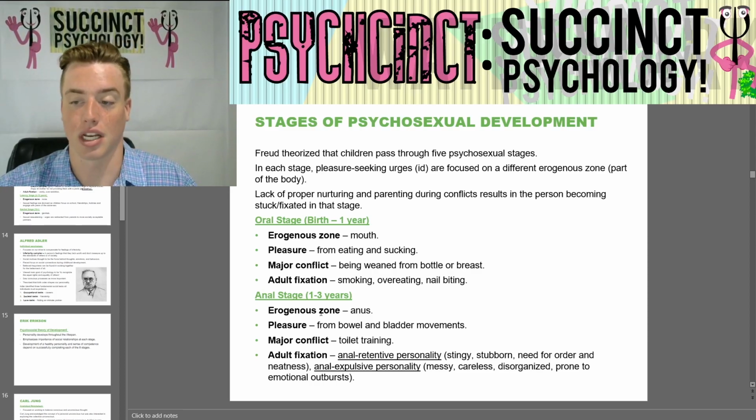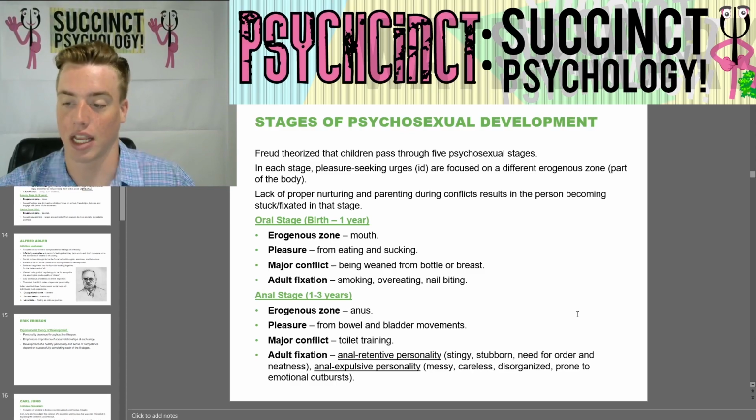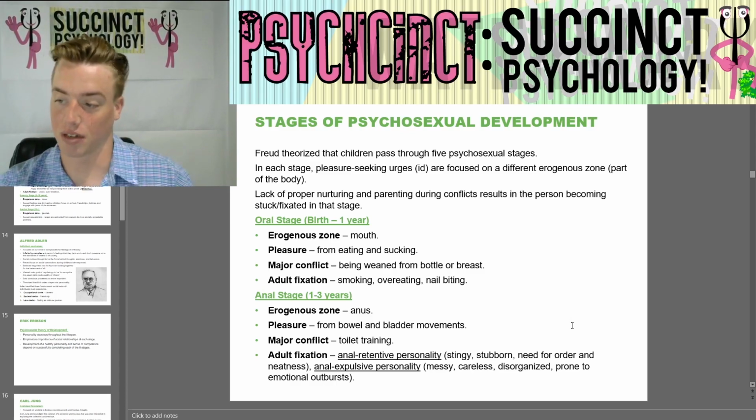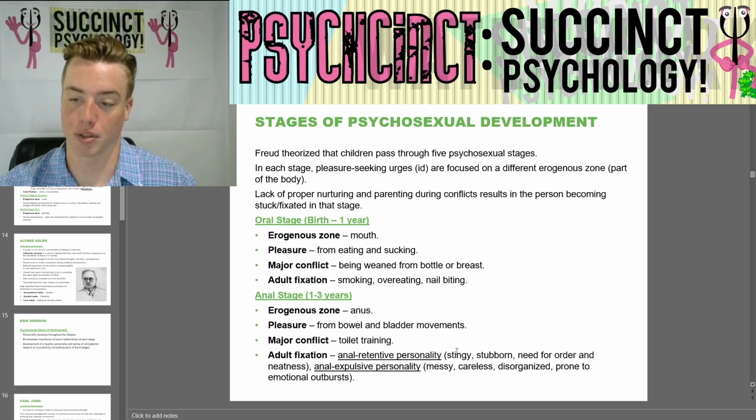Then we have the anal stage, which is 1 to 3 years. Erogenous zone: anus. Pleasure from bowel and bladder movements. Major conflict: toilet training. Adult fixation: anal retentive personality, they get stingy, stubborn, need for order and neatness, and anal expulsive personality, which is messy, careless, disorganized, prone to emotional outbursts.